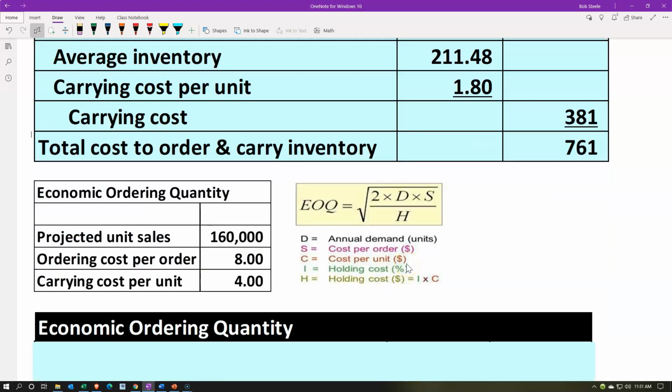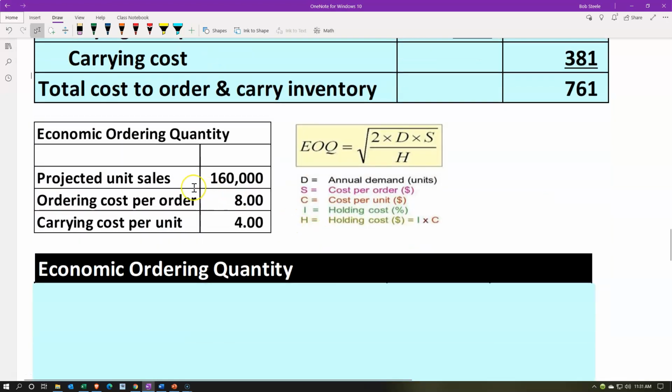Let's do it again here. We have the economic ordering quantity. So now we have the projected units that we're going to sell, 160,000. The ordering cost per order, 8. So that's how many times every order we make, it's going to cost us $8. The carrying cost per unit, so that's for one unit over the time period, a year, we're going to say here $4. And so we're going to balance these items out.